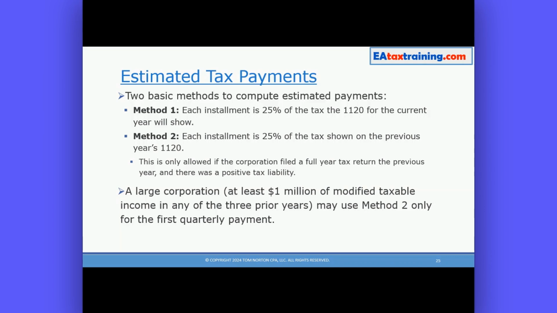Method 2 is that you pay in 25% each quarter of the tax that was shown on the previous year's tax return. This is only allowed if you filed a full year tax return for the previous year and if there was a positive tax liability. A large corporation, which is defined here as one with at least $1 million of modified taxable income in any of the 3 prior years, may use method 2 only for the first quarterly payment. So a large corporation needs to use method 1. They need to estimate their taxes for the year and pay in according to what they will owe for the current year. Except for that first quarterly payment, they'll let you use last year's tax to compute it. So they're giving you a little more time to get your estimates done and to make them a bit more accurate.